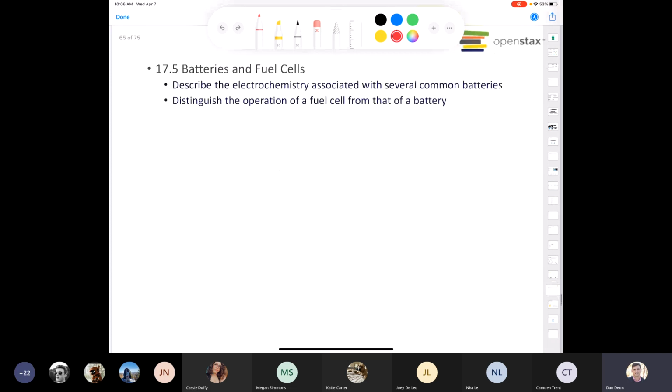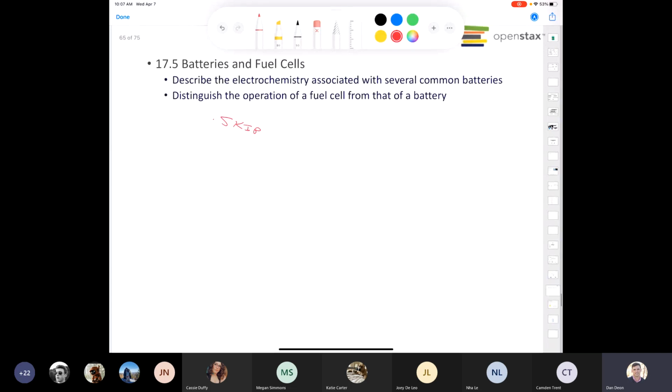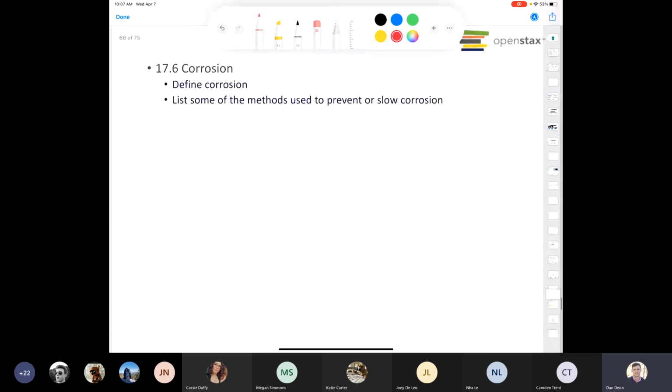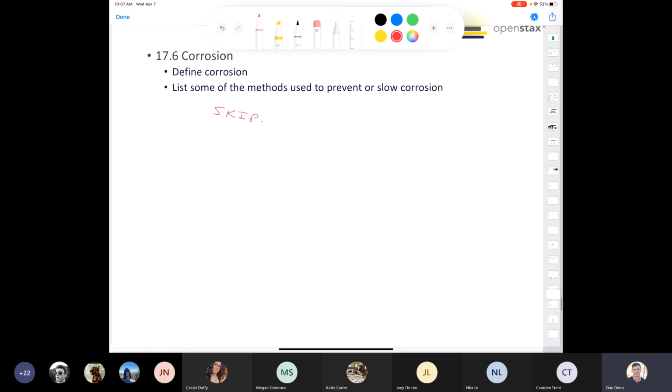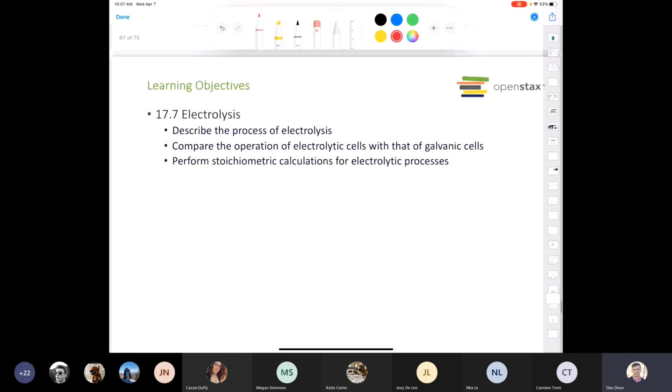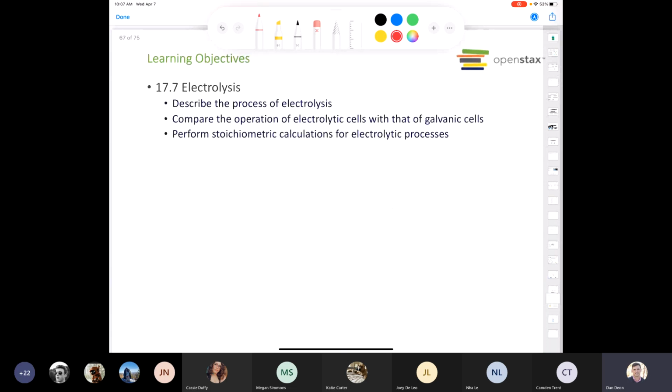Okay, I told you in the interest of time, we're going to skip section 17.5. I'm not going to ask you any questions about batteries. You can read all about lithium-ion batteries and lead batteries in this section. It talks about fuel cells. The next section deals with corrosion. We're also going to skip that. It talks about the formation of rust and all that kind of stuff. We're going to skip right to the last section, which is 17.7, which deals with electrolysis.